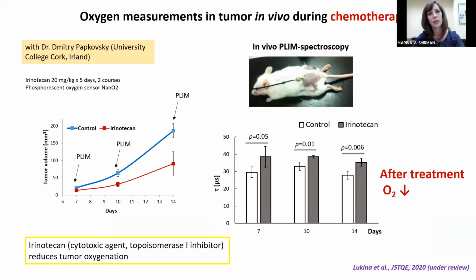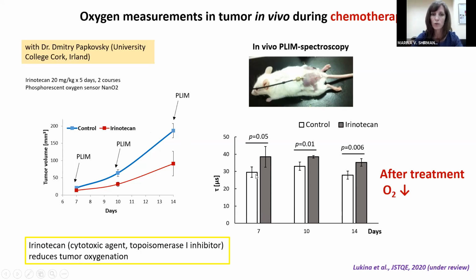We used this technique to monitor what's going on in the tumor during chemotherapy. We used the spectroscopic system again with a needle and treated mouse tumors with irinotecan. Irinotecan is a standard cytotoxic agent to treat colorectal cancer. It acts directly on the cells, and it was supposed not to affect blood vessels initially, but what we found here is that oxygenation of the tumor decreases during the treatment.